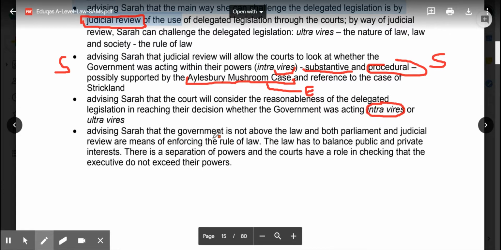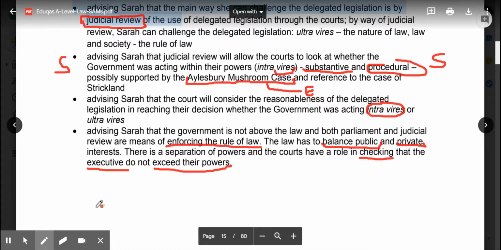Make sure for extra marks that you mention that judicial review enforces the rule of law, and that in doing so the court will have to balance public and private interests. Also have a think about the separation of powers. The judicial review is a checking role, making sure that the executive don't exceed their powers. There's no way judicial review can review the will of an entire parliament.